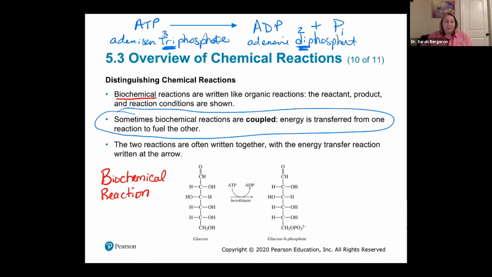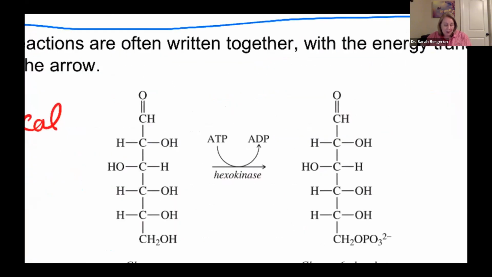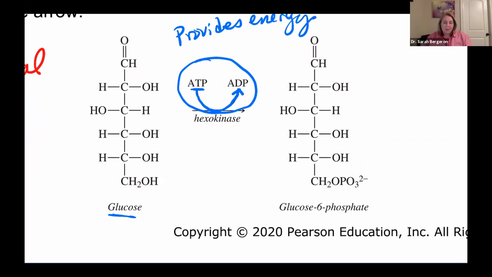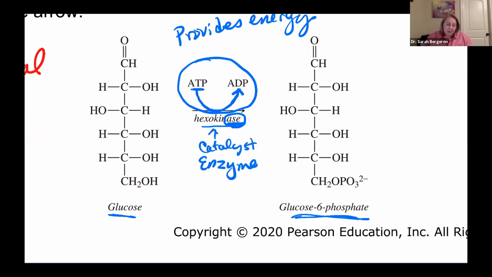So when we write this, we usually write the two reactions together. The energy that comes from ATP, we write as a curved arrow. It meets our normal reaction arrow and then makes our ADP. That's where the energy comes from, this conversion. So this provides energy to drive our reaction here, in this case, to convert glucose to glucose 6-phosphate. And in this diagram, we're also told that we have a catalyst, and this catalyst is an enzyme. Most enzymes end in -ase, so hexokinase is an enzyme. Typically, if it ends in -ase, it's an enzyme.